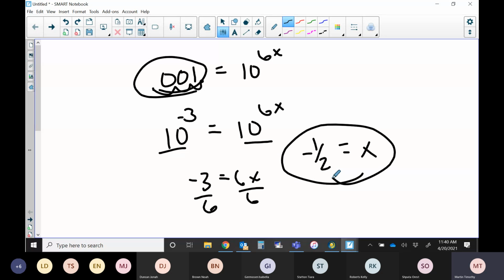So it's all about making them have the same base, and then you can set the exponents equal to each other. But again, this only happens in special cases. Tomorrow we'll show you some of the things when it doesn't have that. You can't do this to it.